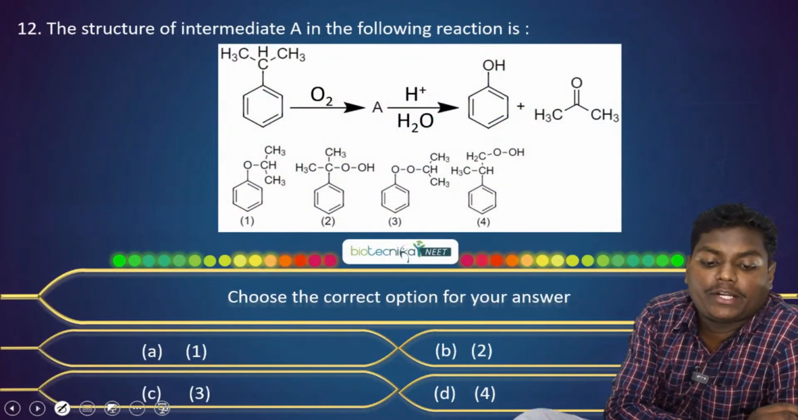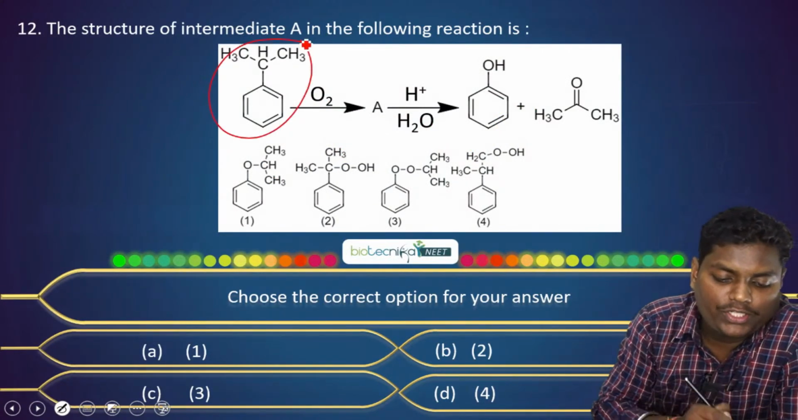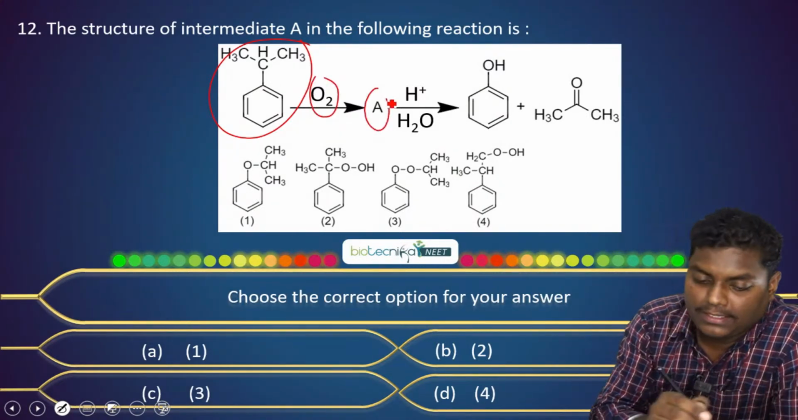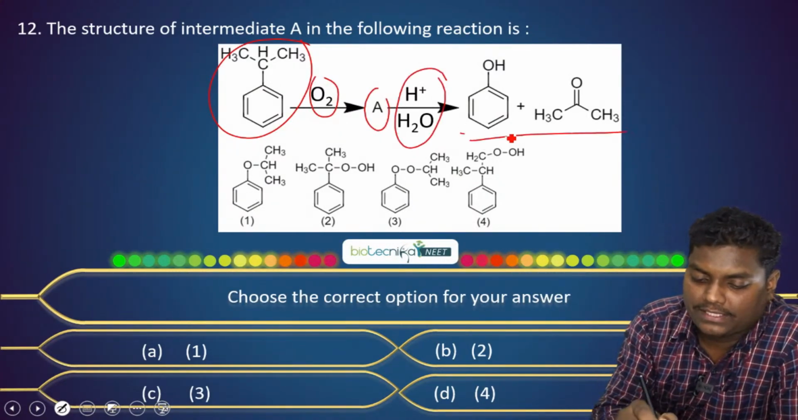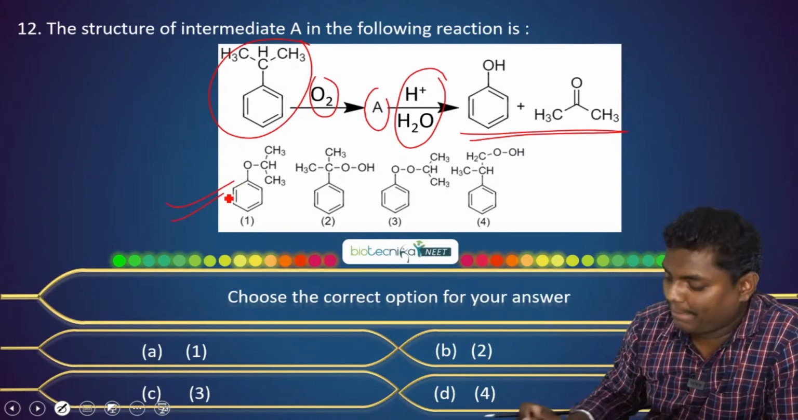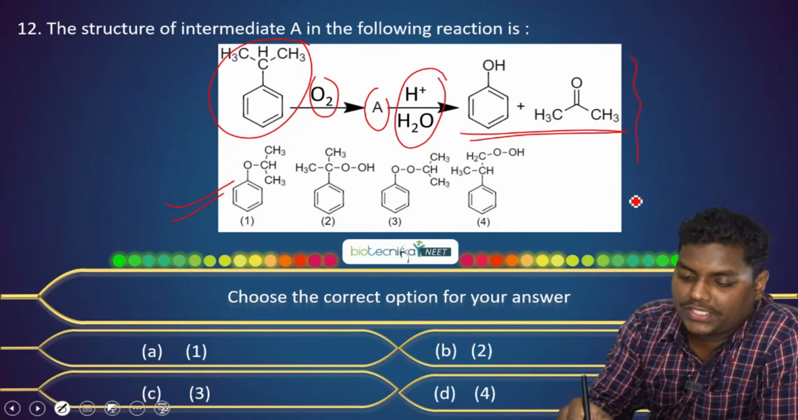The structure of intermediate A in the following reaction is, we have a cumene molecule here, and it is treated with oxygen to give option A, and then it is hydrolyzed to give this. So which among these is the intermediate A? Try to solve this question.